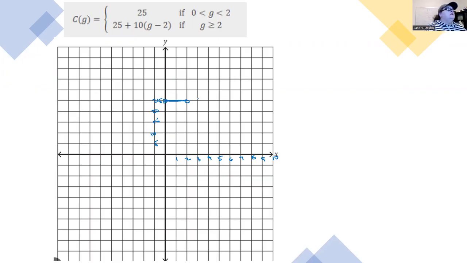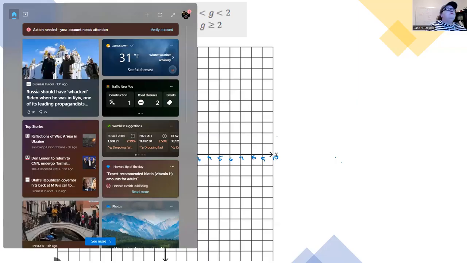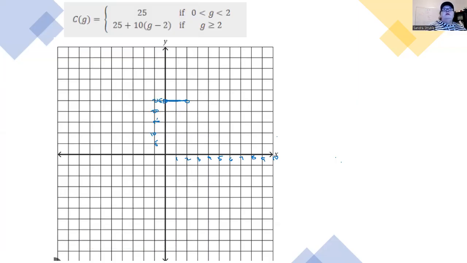Then we've got G greater than or equal to 2. How is that going to look? Well, it's going to be 25 plus 10 times something, and that's going to be a hard one to graph. Let's see what that looks like on Desmos. Hold on a second. Maybe I can show y'all. Y equals 25 plus 10 times x minus 2. There we go.